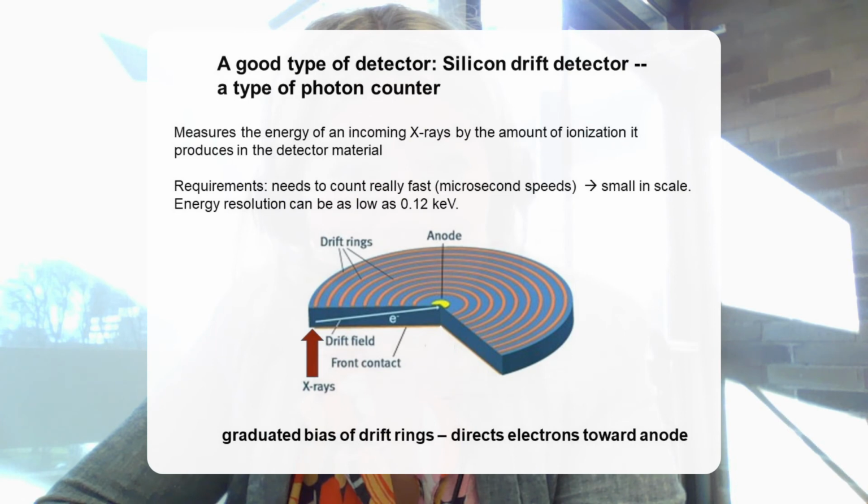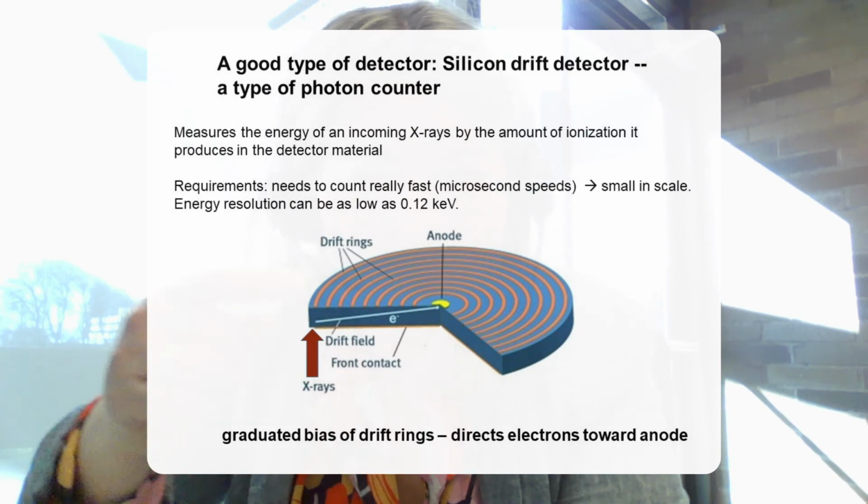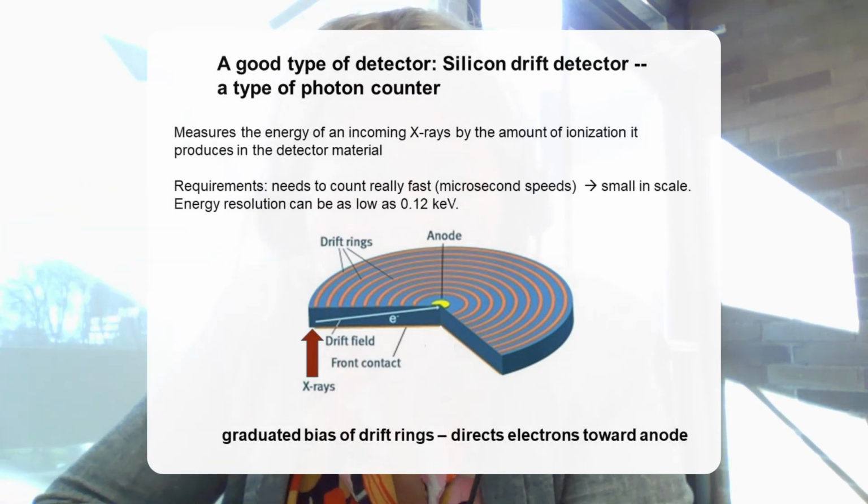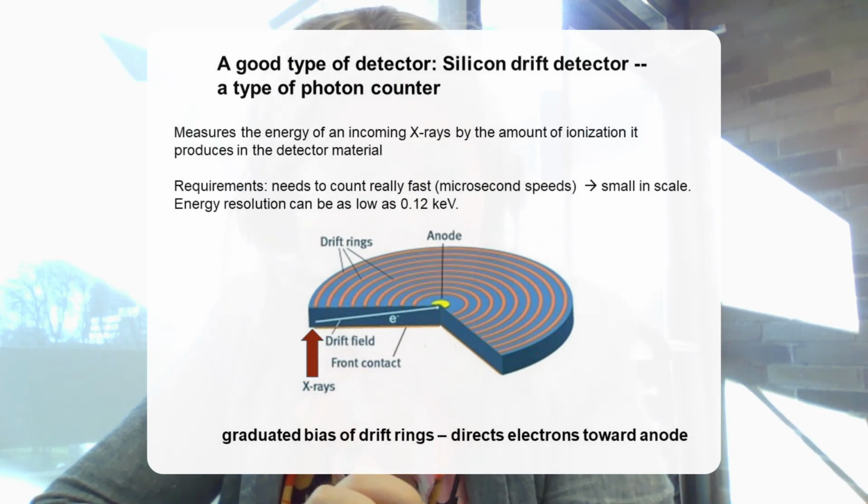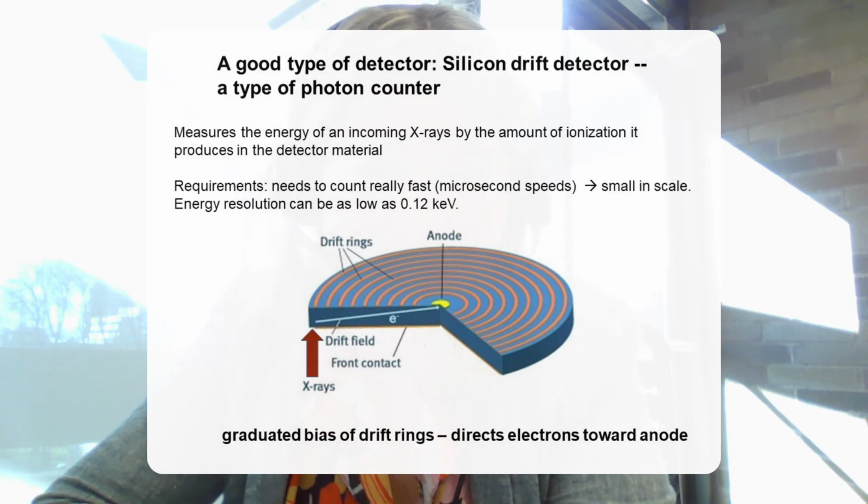A key parameter is the operating speed. Detectors need to be able to count how many ions were produced by one X-ray before the next X-ray hits the detector. Typically, SDDs can count in a time span of a millionth of a second or 1 microsecond.